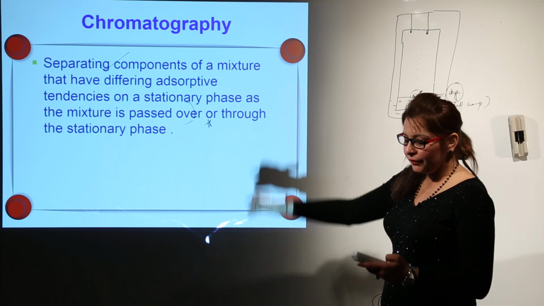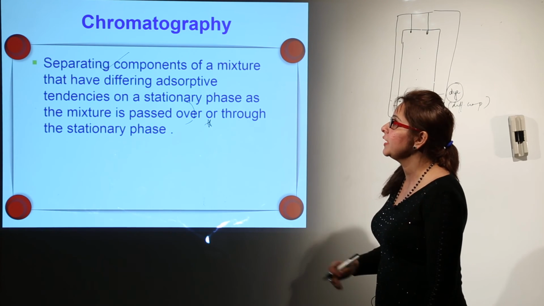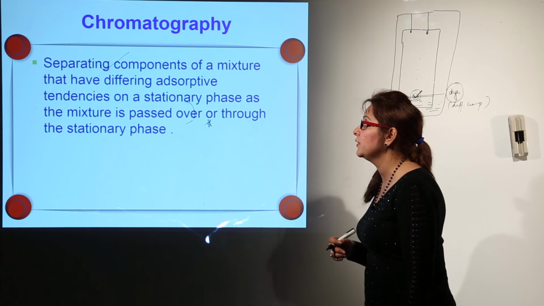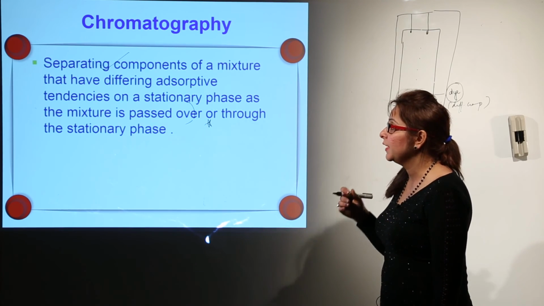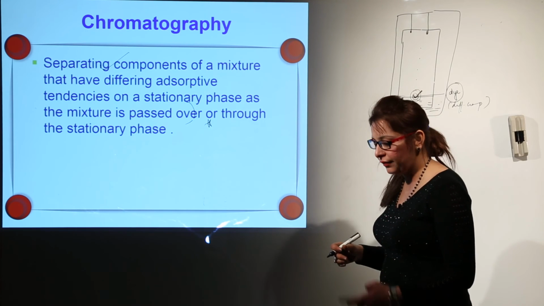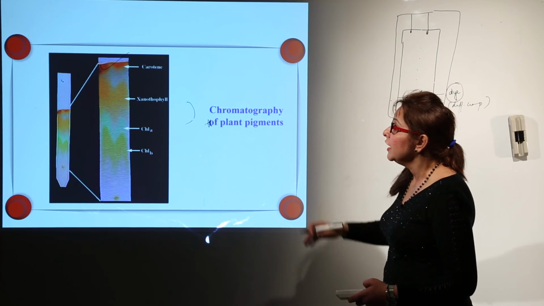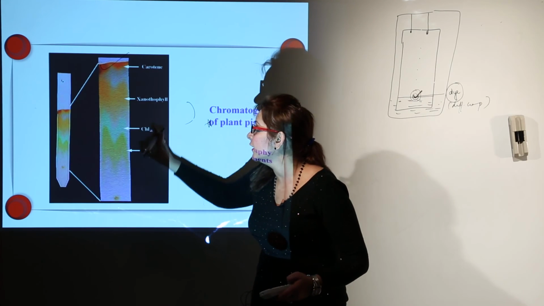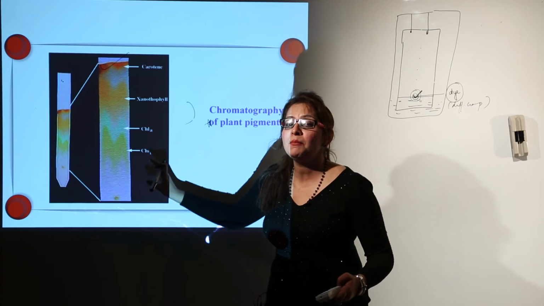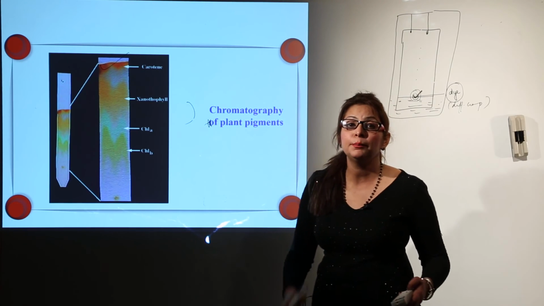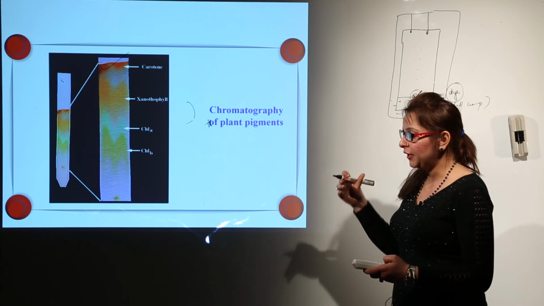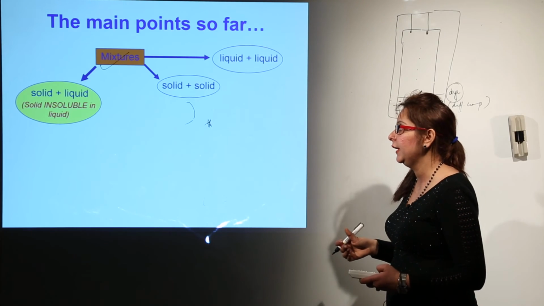Chromatography, first of all you should know, is used to separate components of a mixture which have different absorptive tendency on a stationary phase, and the mixture is passed over or through a stationary phase. So when we just remove it, we get to see different colors. Like in this, they are separating the pigments. The example which they are taking, they have just separated different pigments. Similarly, we can do it for separating the different components of a dye or an ink.